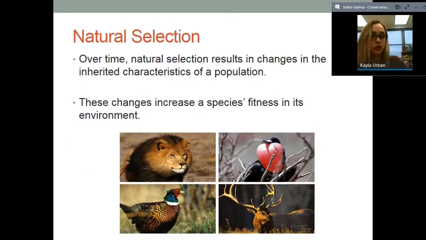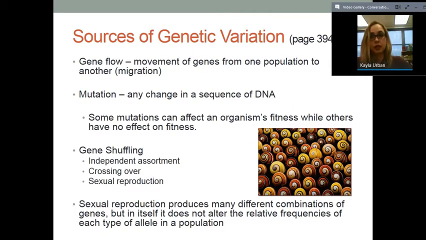Over time, natural selection results in changes in the inherited characteristics of a population, and these changes increase the species' fitness in its environment. And here you have a lot of organisms with very different sources of genetic variation, which include gene flow. Gene flow is the movement of genes from one population to another, or migration.